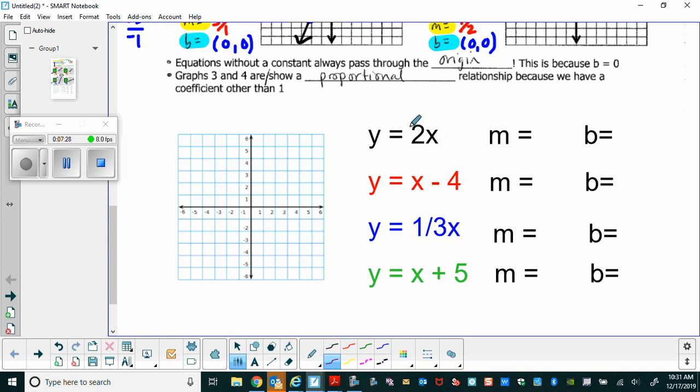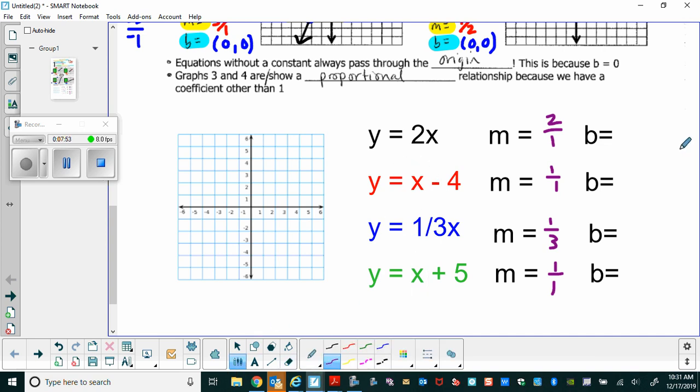So for this first one, our coefficient is a 2, and as a fraction, that'd be a 2/1. For this next one, our coefficient here is a 1, so as a fraction, that'd be a 1/1. For this blue one, our coefficient is a 1/3. And for this green one, our coefficient is a 1, so I'm going to put 1/1. All right? So that's the first part. You're just identifying the slope.